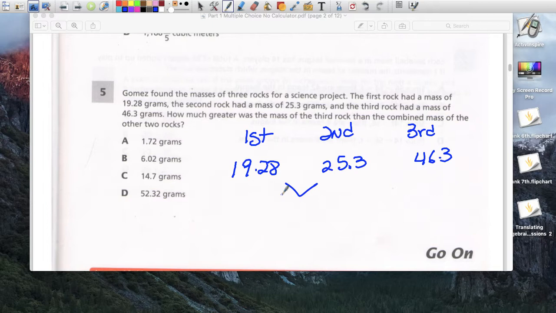19.28 plus 25.3 is going to give us 45.58. Sorry, 45, dot goes here, 58. And obviously that's still a little bit less than the third rock. Let's see by how much.